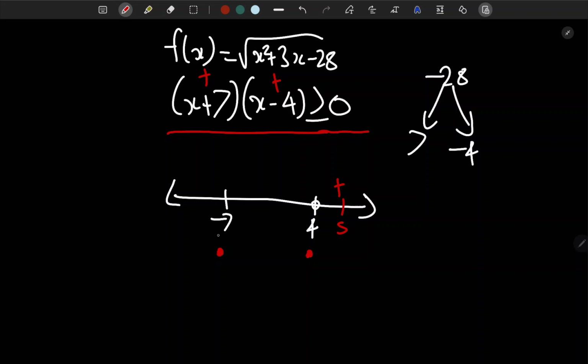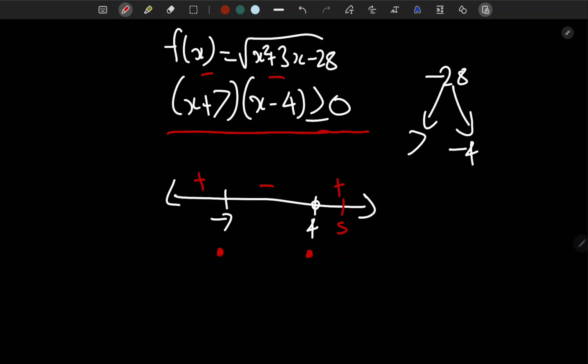Now let's try a number between negative 7 and 4. Let's try 0 this time. 0 plus 7 is positive and 0 minus 4 is negative. A positive number multiplied by a negative number is negative. So this region is going to be negative. And now let's try the region to the left of negative 7. Negative 8, let's say. If we put negative 8 here, negative 8 plus 7 is negative, and negative 8 minus 4 is also negative. Now you know that a negative number multiplied by another negative number is a positive number. So this region is also positive.